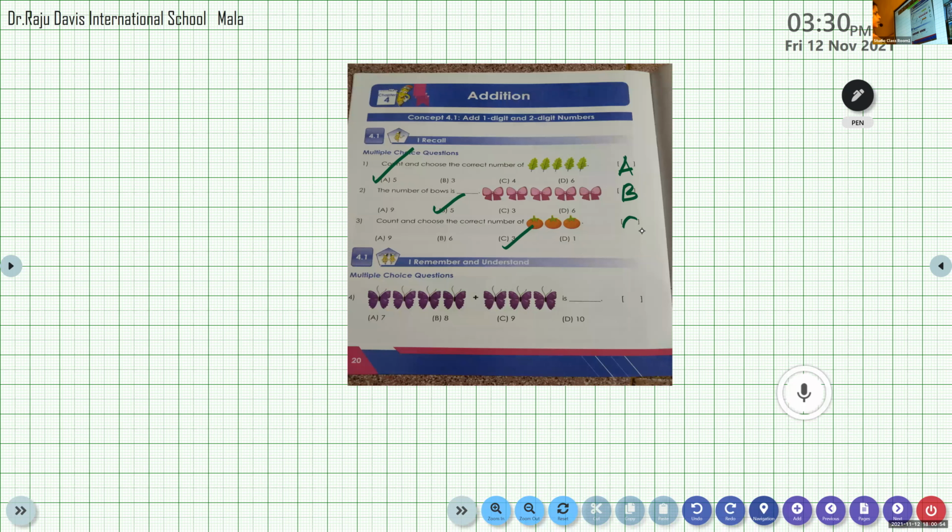Now, Jewel Maria Joyson, please listen. Okay, it's for you. Question number 4. You can see the butterflies. How many butterflies are there before a plus symbol? 4. After the plus symbol, how many are there? 3. So, what is the total number of butterflies? Is it A 7, B 8, C 9, D 10? 7. Yes, option A, 7.